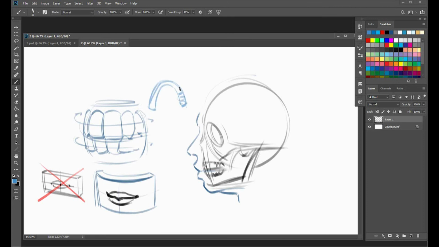Let's see from below how they look like. It looks something like this. In addition to having a horizontal curve, it also has a vertical curve. If we look from the side, it has a downward and inward slope. You can see that the front lip is usually forward.